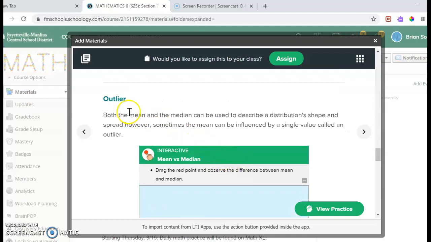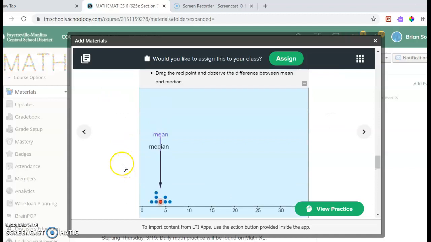All right, an outlier. This is important. Both the mean and the median can be used to describe a distribution shape and spread. However, sometimes the mean can be influenced by a single value called an outlier. So check this out. Look at this data set here. This data set has a low variability because the range is not very big.